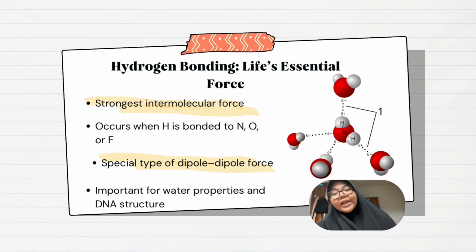In this slide, I'm going to talk about hydrogen bonding. Hydrogen bonding is the strongest type of intermolecular force. It happens when hydrogen is bonded to very electronegative atoms, such as nitrogen, oxygen, or fluorine. In water molecules, the hydrogen atom of one molecule is attracted to the oxygen atom of another molecule. This attraction is shown by the dashed line in the diagram. Hydrogen bonding is very important because it gives water its special properties and also helps stabilize biological molecules like DNA.